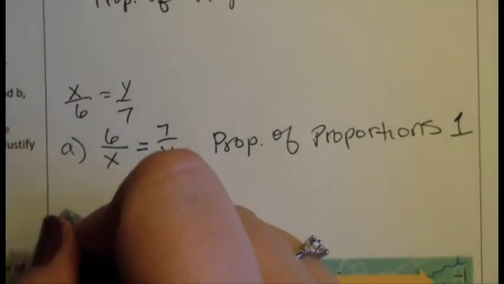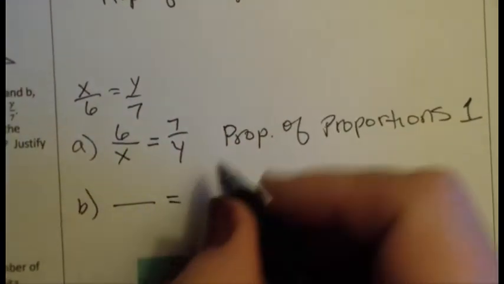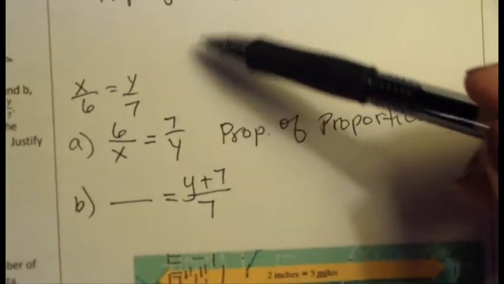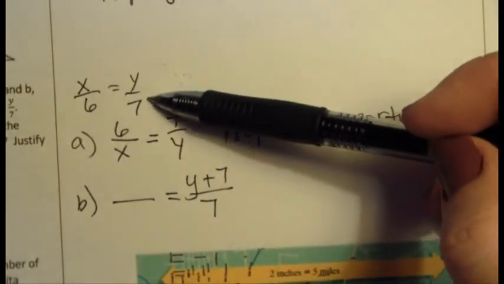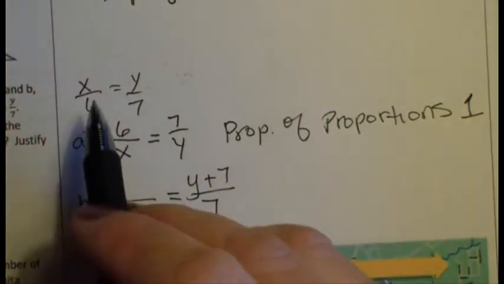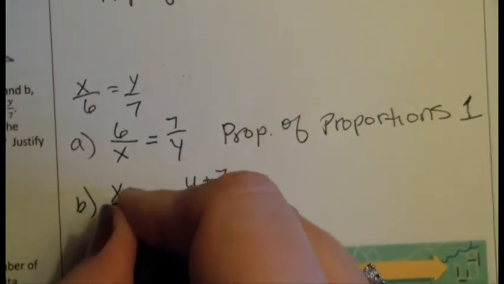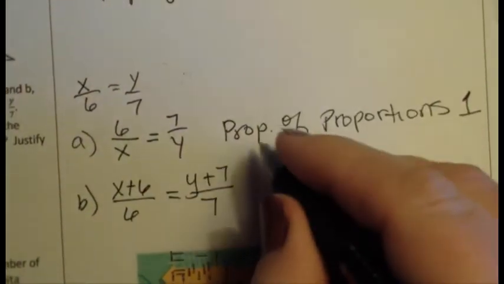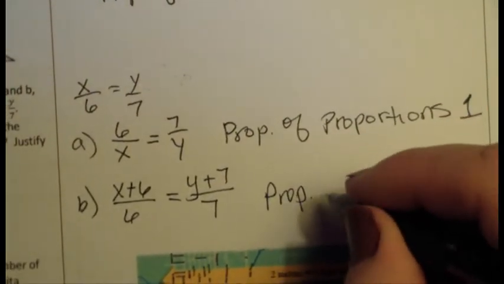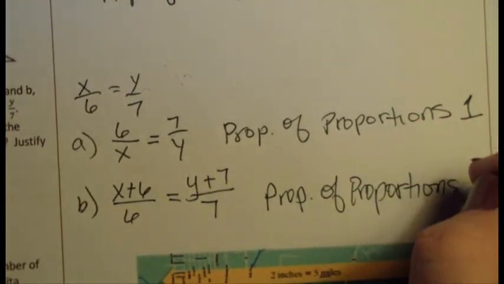All right, and then part B, we have blank first, but the other part is y plus 7 over 7. The way they changed that from the original is they added 7 up on top. And so we have to add what's on the bottom up top here: x plus 6 over 6. And the property that says we can do that is our third, property of proportion 3.